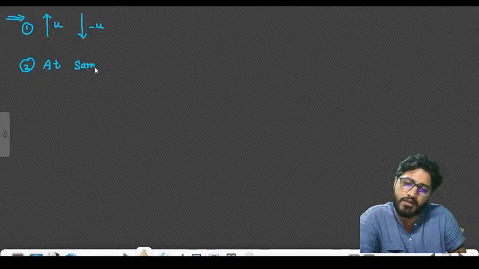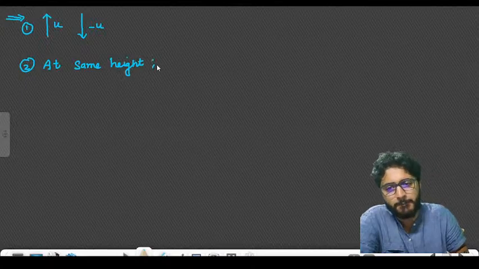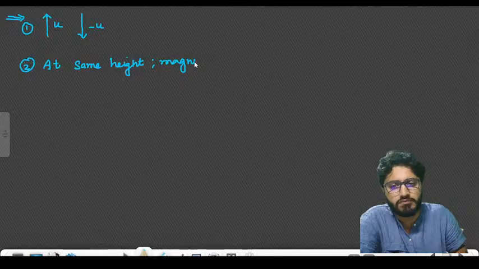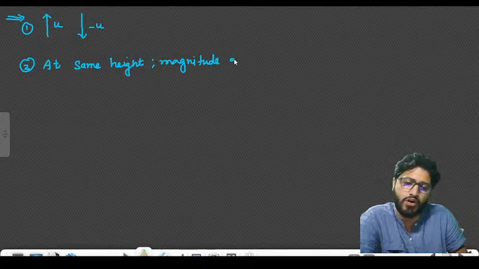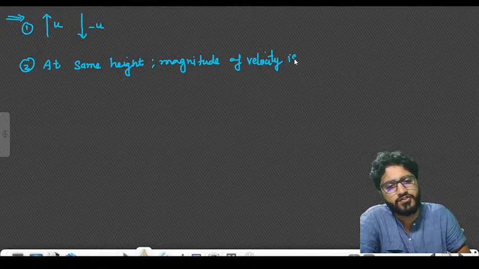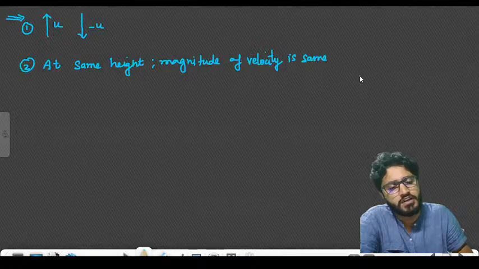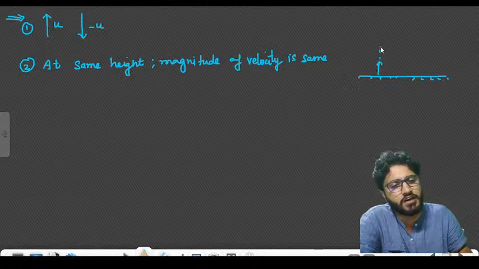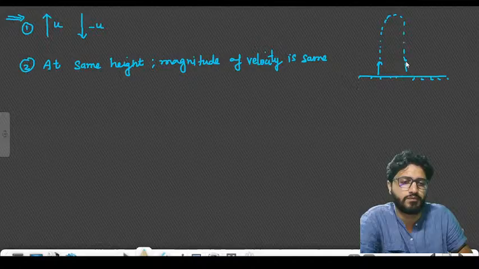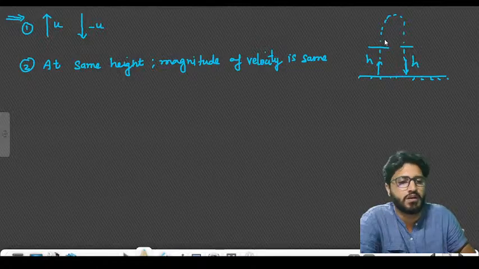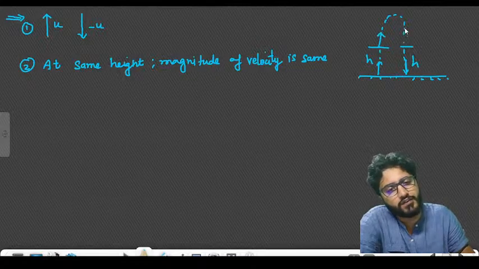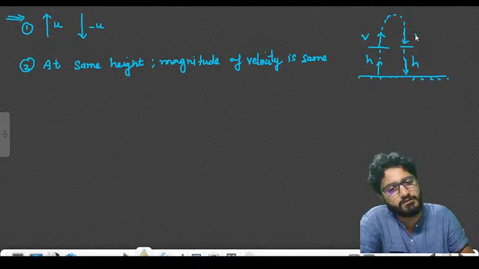at same height. Done. Magnitude of velocity is same. That means if you have thrown something upwards like this, it will go up and come back. Let us suppose this is height h, same the height is here h. So the velocity here and this velocity here will be same, v, but in opposite manner.